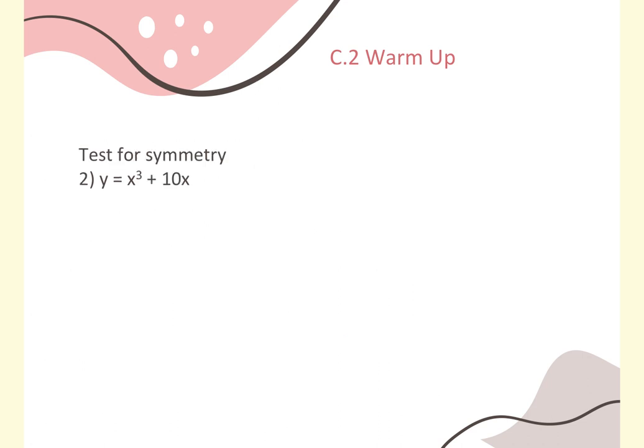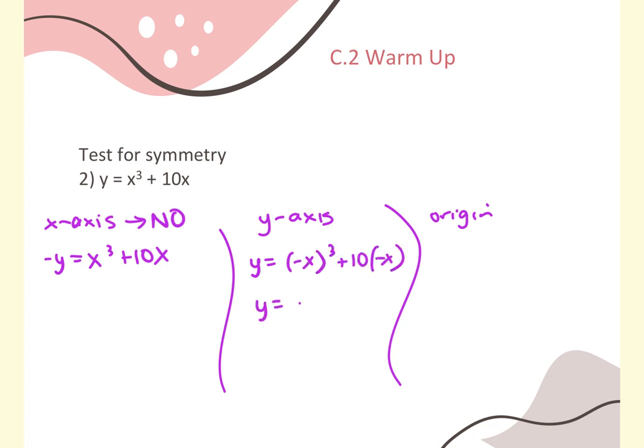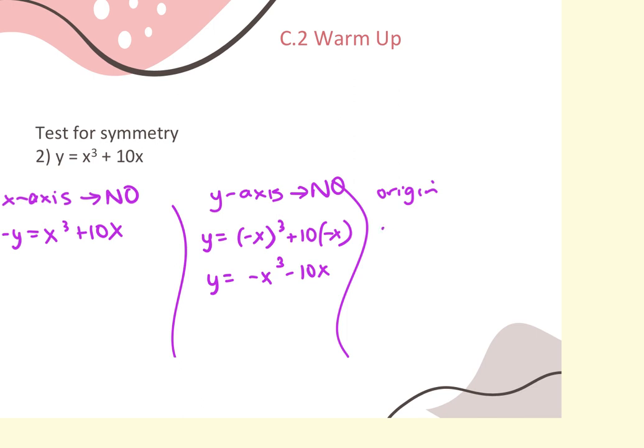For the symmetry, your x-axis, y-axis, origin. So x-axis, I change the y. It only changes the y, so it's a no. The y-axis, I change the x. This changes the x to the third and the 10x, but not the y, so this is also a no. And then the origin, -y, -x to the third.